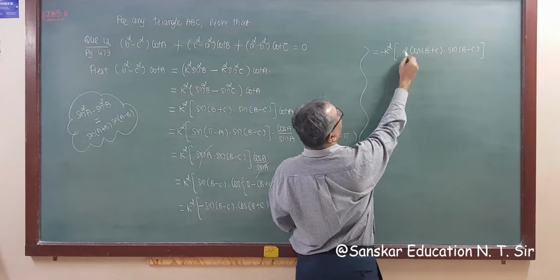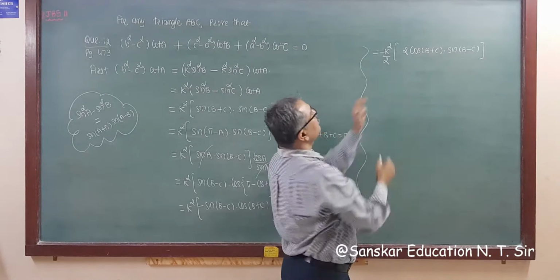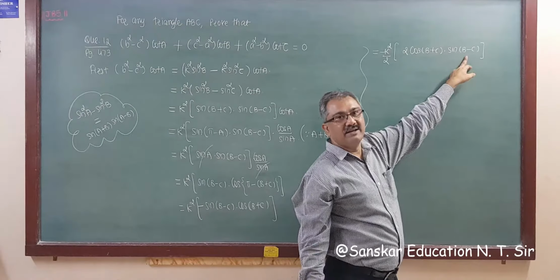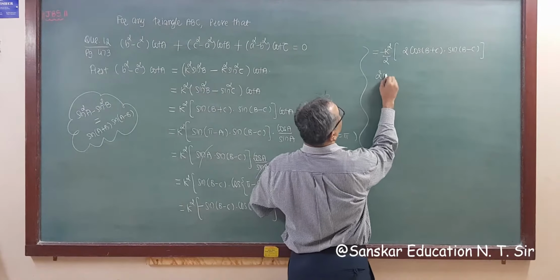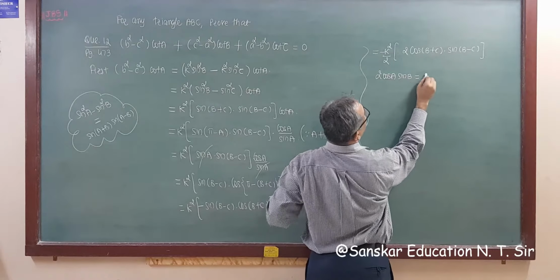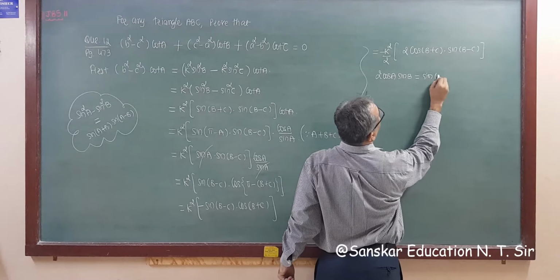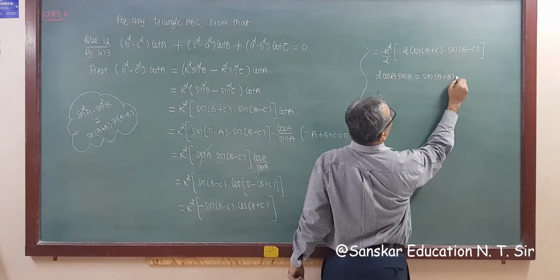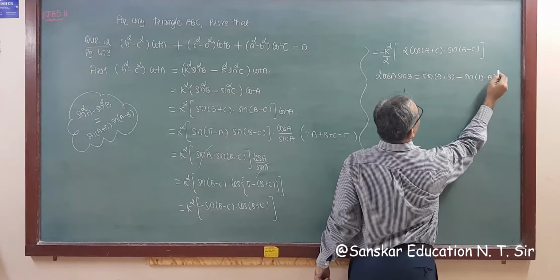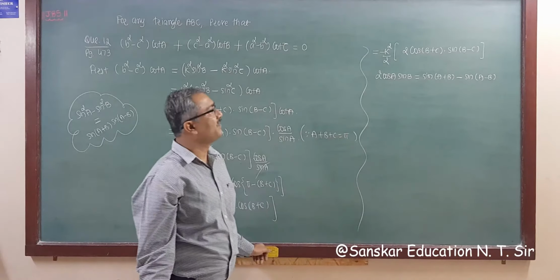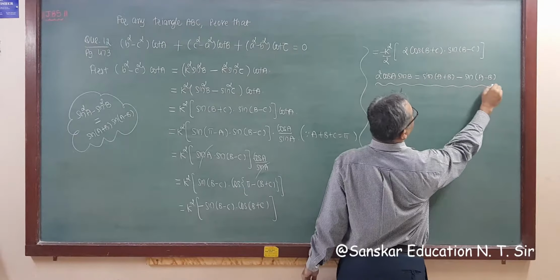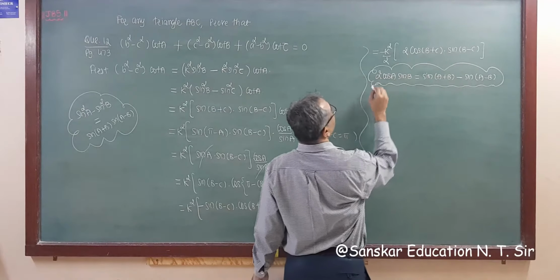So we require 2 divide by 2 multiply by 2, right? So 2 cos A sine B. So 2 cos A sine B is sine (A plus B) minus sine (A minus B). This is the formula. So what we get?